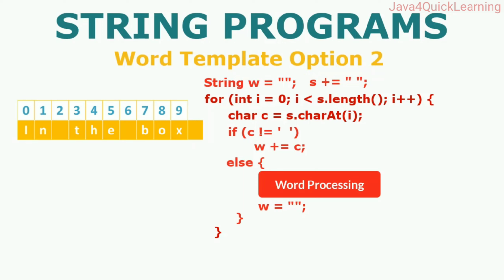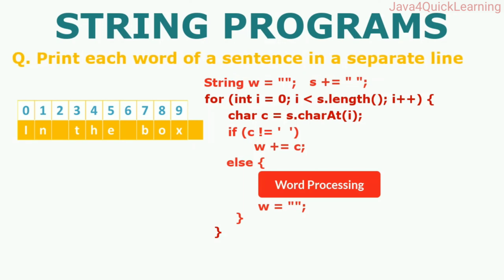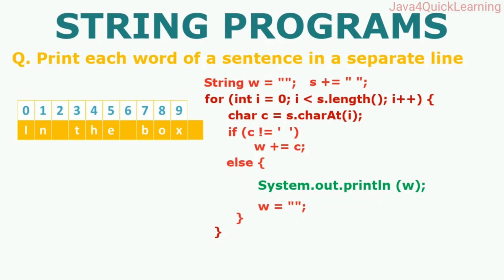So our first program is to print each word in a separate line. We already have a template ready. In the program, we are just asked to print each word. So in the else block, we will just add a line to print the variable w which stores our word every time. This will print each word and give us the program using this template.